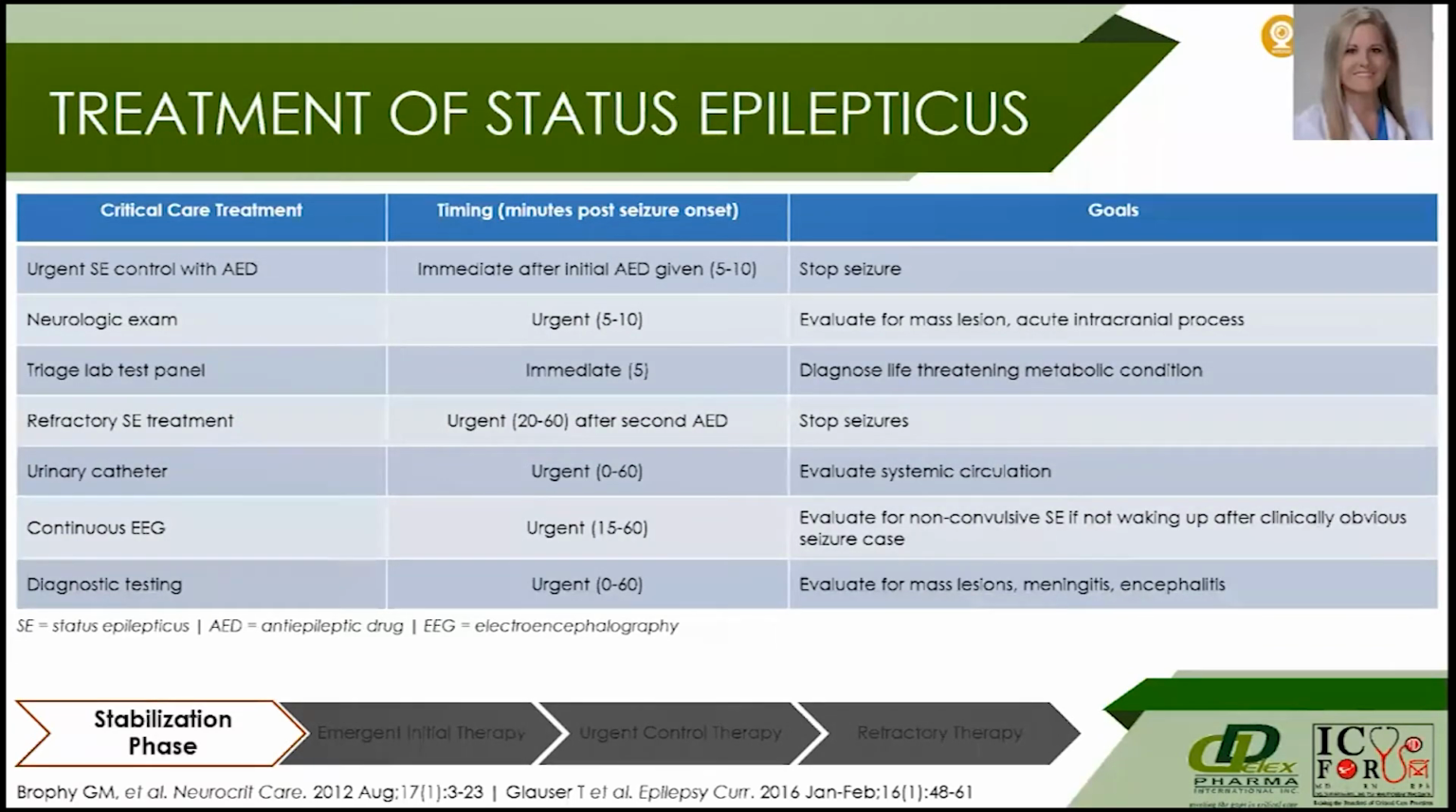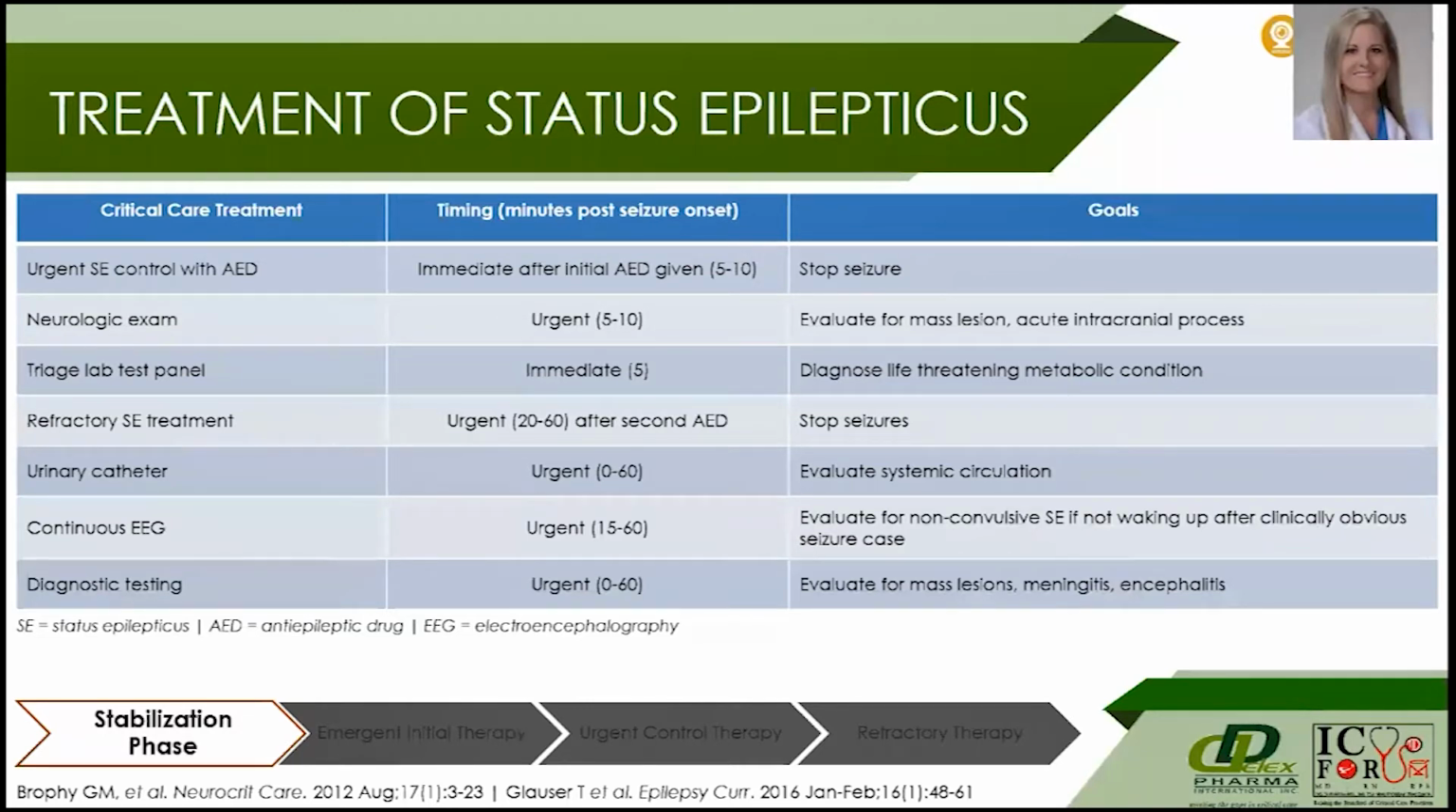During the stabilization phase, we are also looking at urgent control with antiepileptics to stop the immediate seizure, a good neurologic exam to evaluate for mass lesions, any acute intracranial process, triaging their labs to make sure we're not missing a life-threatening metabolic condition, and then thinking about refractory status treatment if initial treatments are not stopping the seizure.